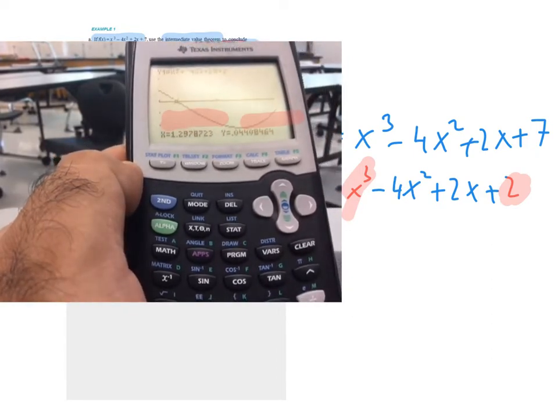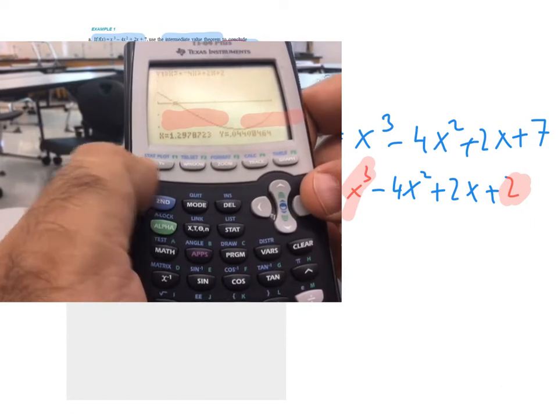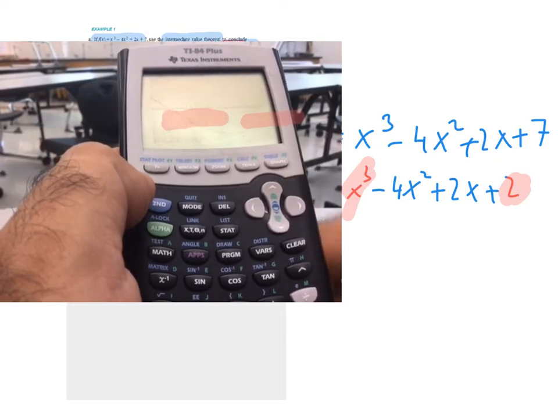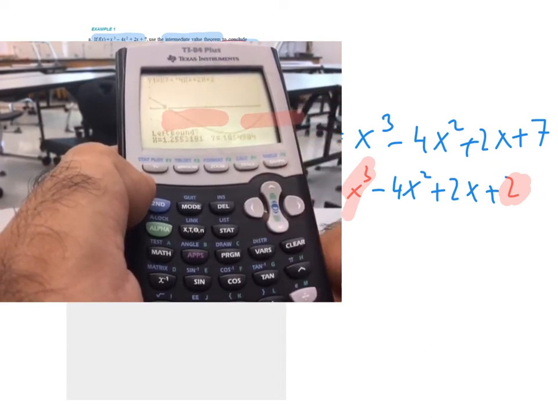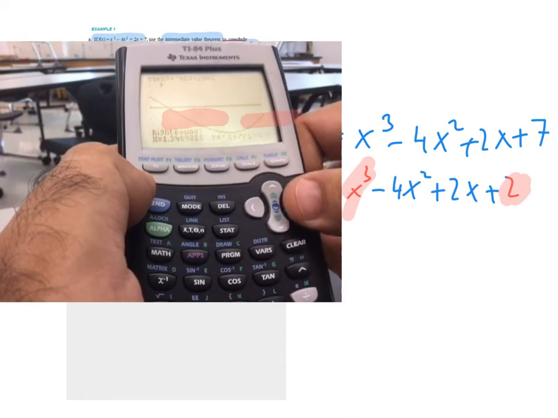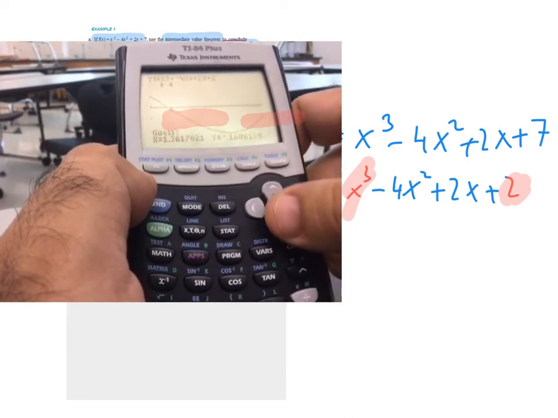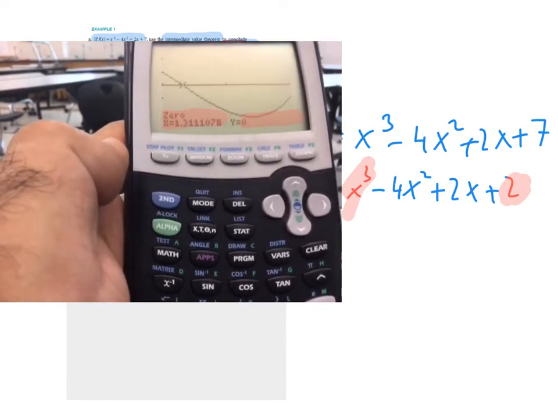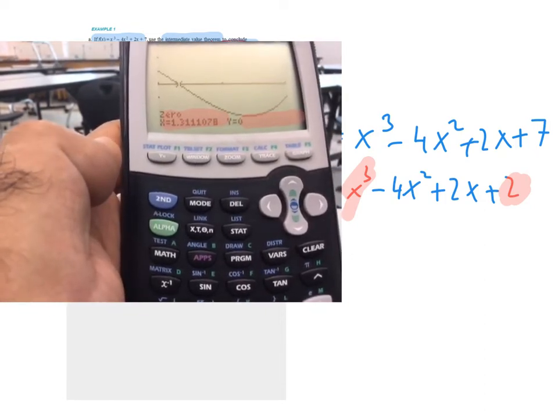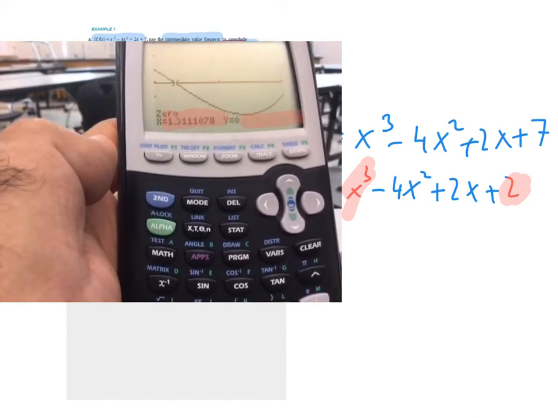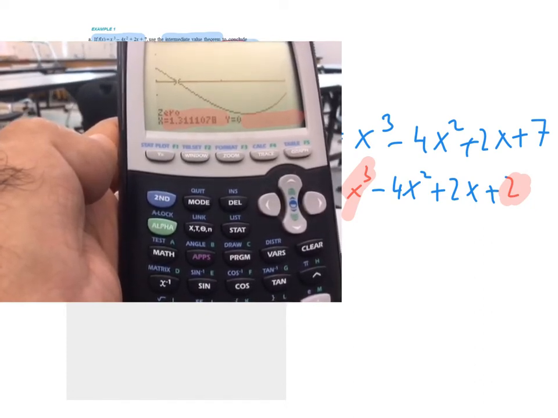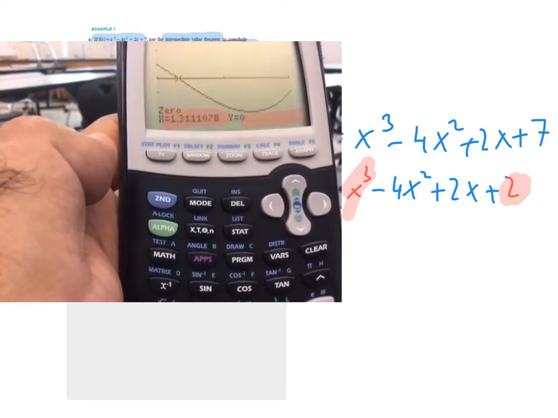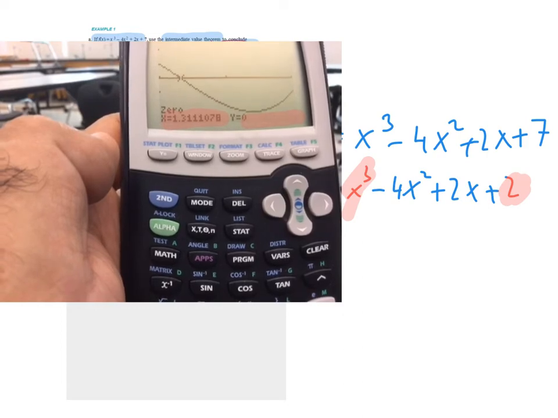Now, there is actually a place where you can do it. It can actually calculate the zero. You can press 0, and then you do the left bound, and then the right bound, and then guess, yes, please guess for me. And then it gives you a more accurate number, right? But it just asks you to estimate it. So an estimation would be fine. You don't have to go to these lengths. Now, since I already did it, I'm going to go ahead and use this value. And that's it. Write down this value, and we're going to move on.